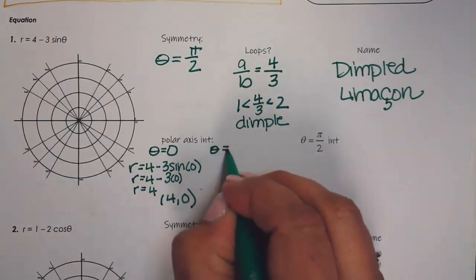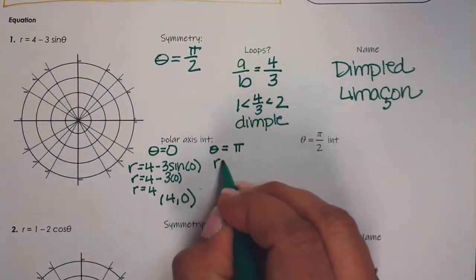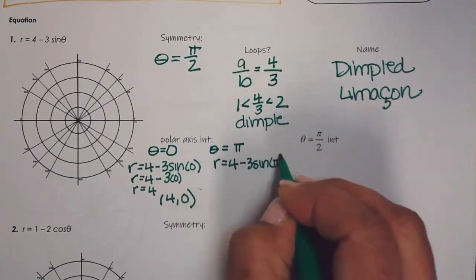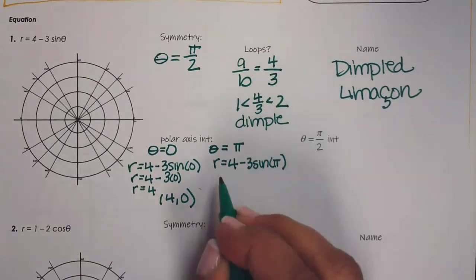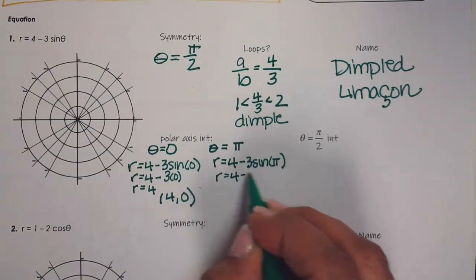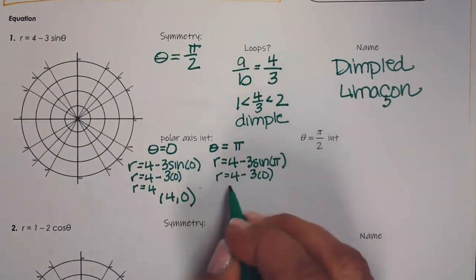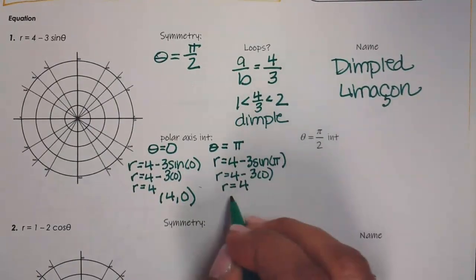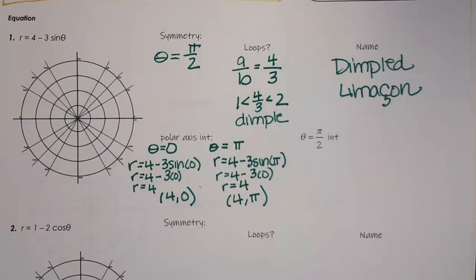We also can find what happens at theta equals pi. And we'll just put pi in place of theta in our polar equation. 4 minus 3 times the sine of pi. And what's the sine of pi? 0. So 4 minus 3 times 0 is again 4. So then we end up with the point 4, pi as well.